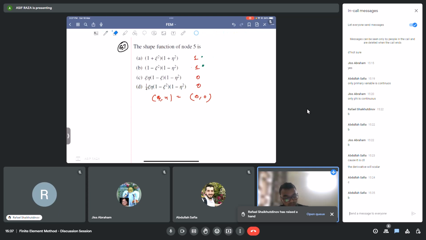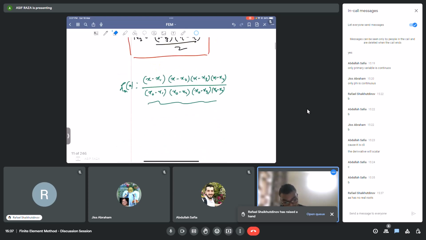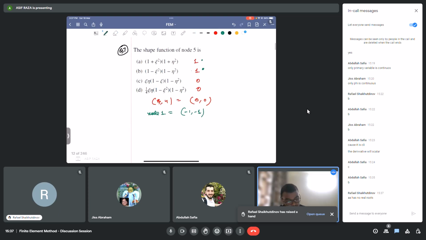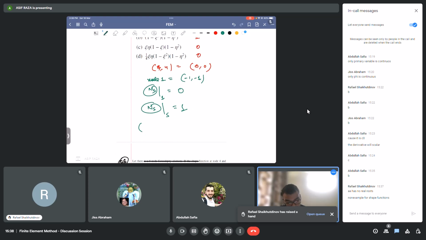So when we substitute this, say node 1 is having minus 1 comma minus 1, right? So if we substitute the same functions, what will be the value of N5 at node 1? That should be 0, and the shape function at node 5 should be 1. So let's see. If we substitute xi and eta equal to minus 1 comma minus 1 in option A, it will be what?